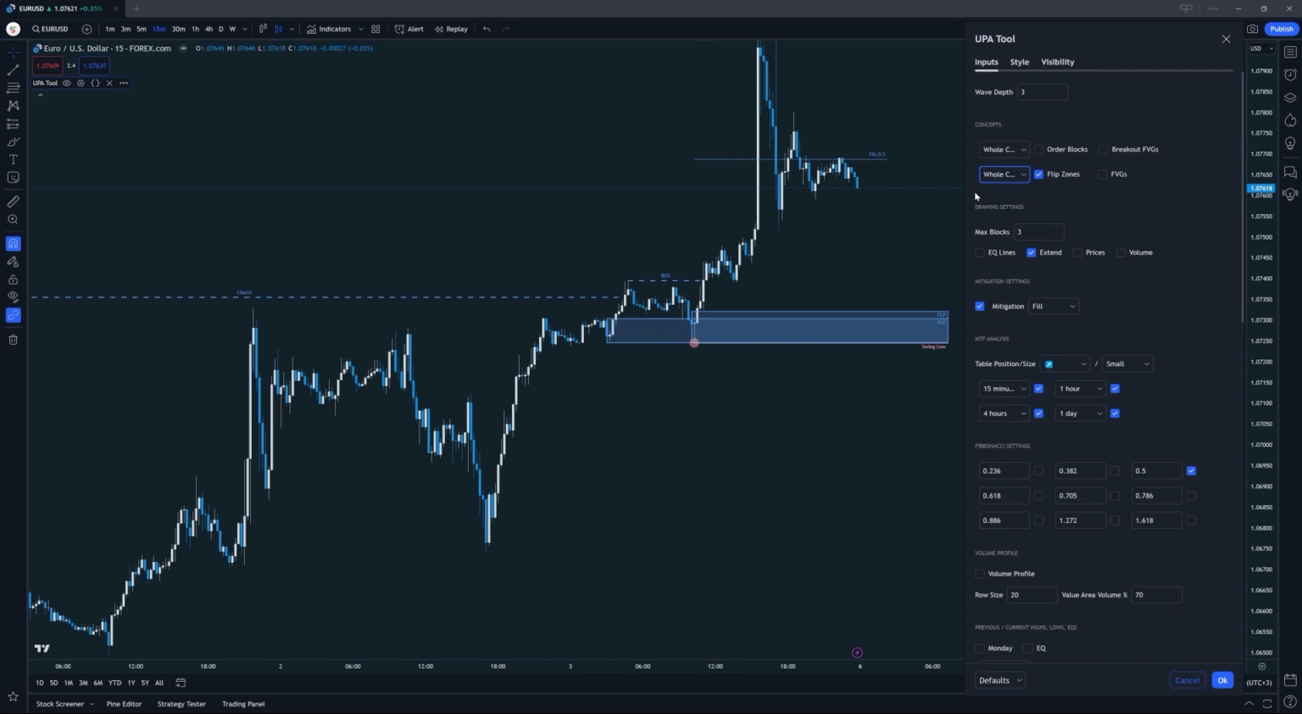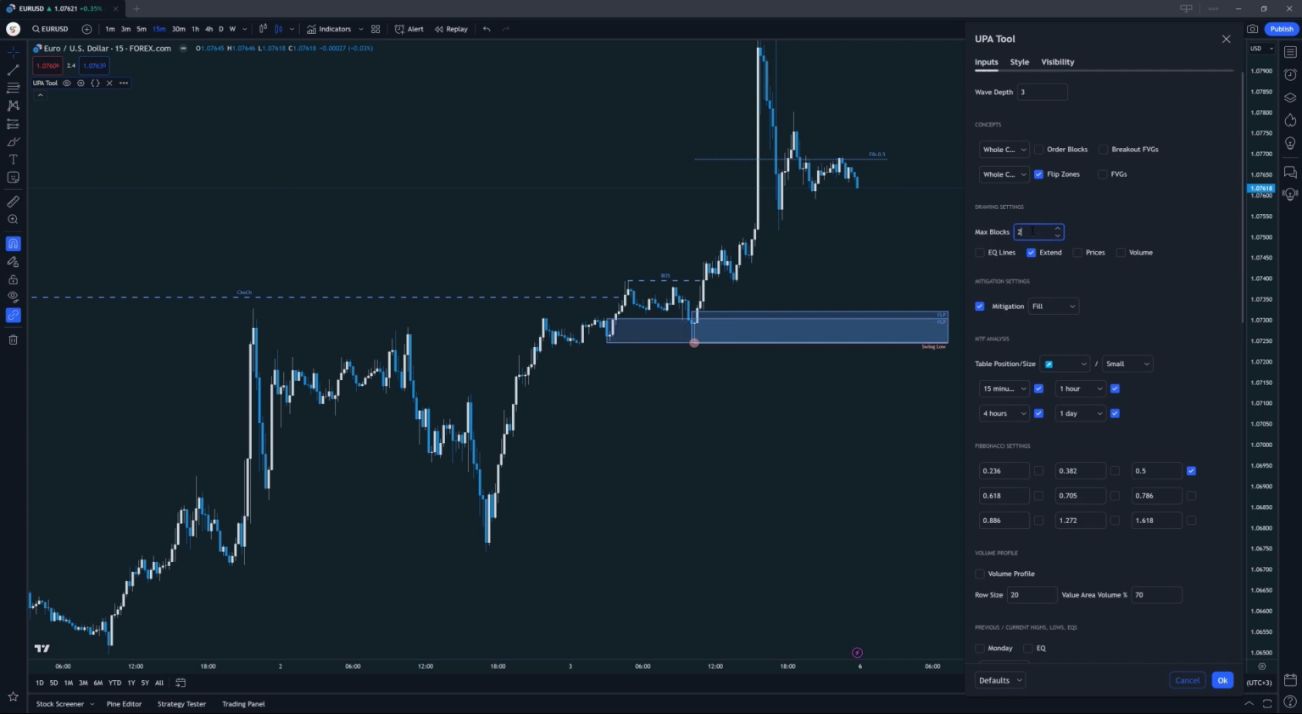Now we move on to another section, drawing settings. Max blocks determines how many blocks to show backwards. Currently, the standard setting is 3. If you set it to 1, at most 1 flip zone is open retrospectively. You will see that it shows only 1 flip zone retrospectively.